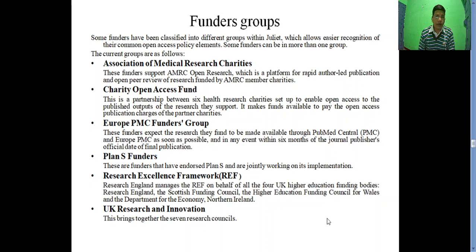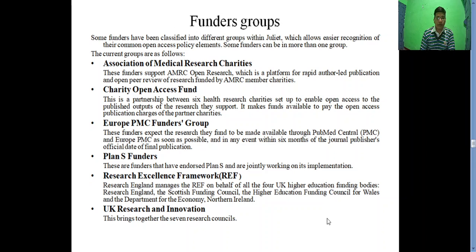Europe PMC Funders Group. The funders expect the research they fund to be made available through PubMed Central (PMC) and Europe PMC as soon as possible, and in any event within 6 months of the journal publisher's official date of final publication. Now the Plan S funders. These are funders that have endorsed Plan S. What is Plan S? I will discuss later. They are jointly working on its implementation.